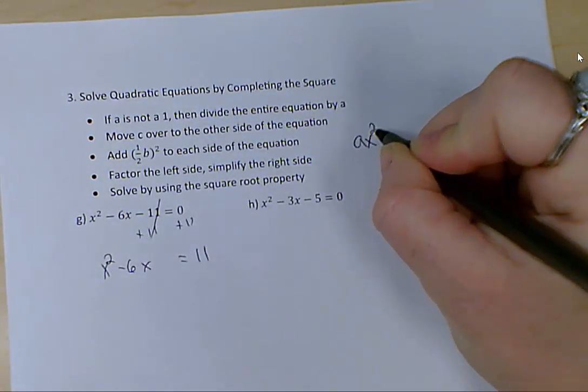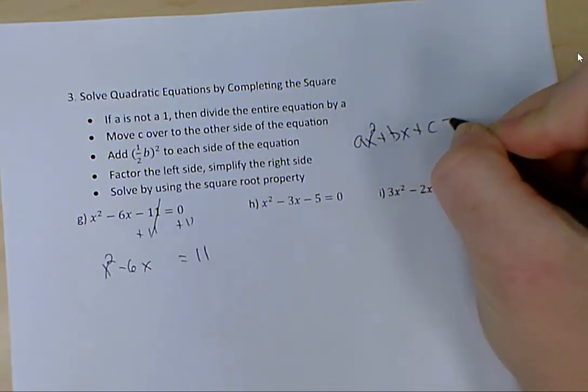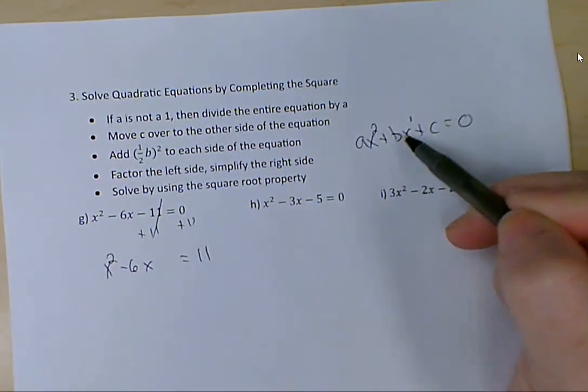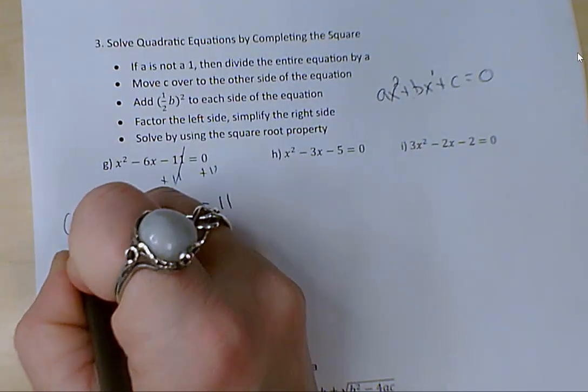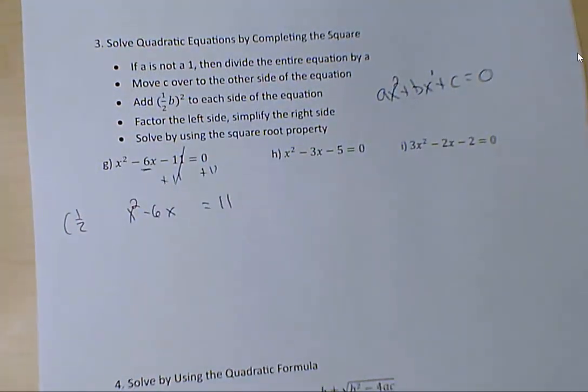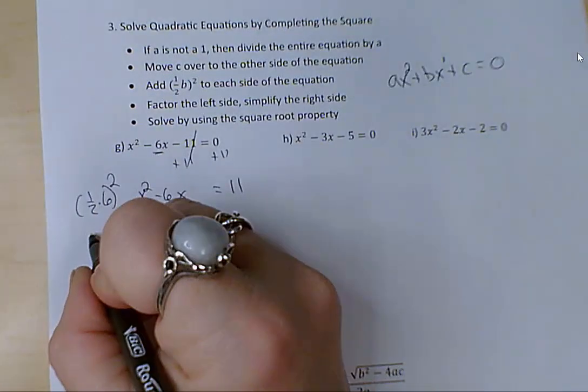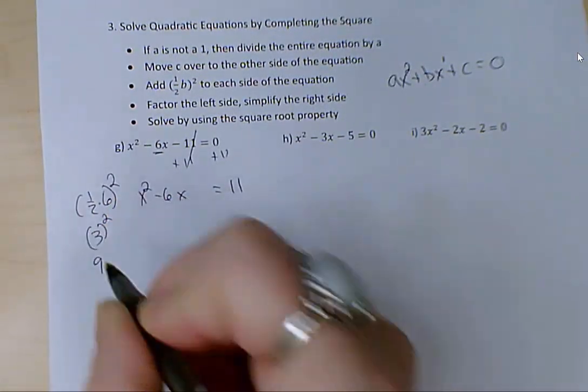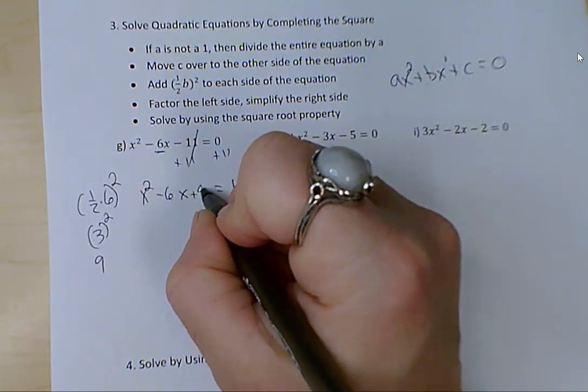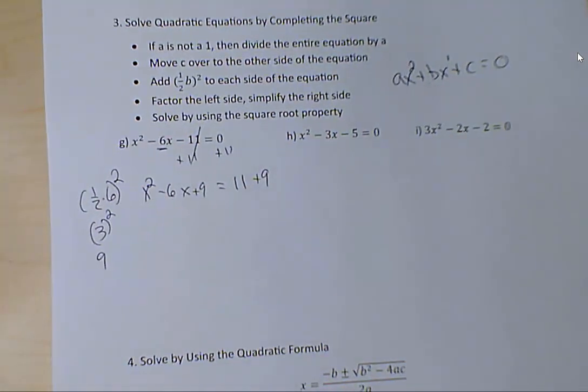Now keep in mind that b just comes from your middle term in a quadratic equation. It is the coefficient of x to the first. So for us, b is a 6. So we're going to take half of 6 and we're going to square it. Half of 6 is 3, and 3 squared is 9. Add 9 to each side of your equation.